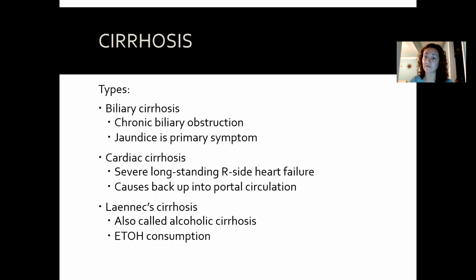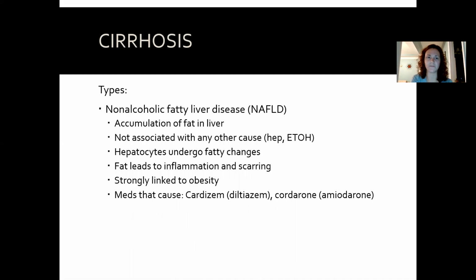There is cardiac cirrhosis. When we were talking about the cardiac section, right heart failure leads to blood backing up into the body, and we see things like JVD, peripheral edema, anasarca, and we see congestion into the liver. Well, over time, severe long-standing right-sided heart failure will lead to cardiac cirrhosis or liver failure because of that chronic congestion of blood. And then Laennec cirrhosis, also called alcoholic cirrhosis, that's from chronic alcoholism.